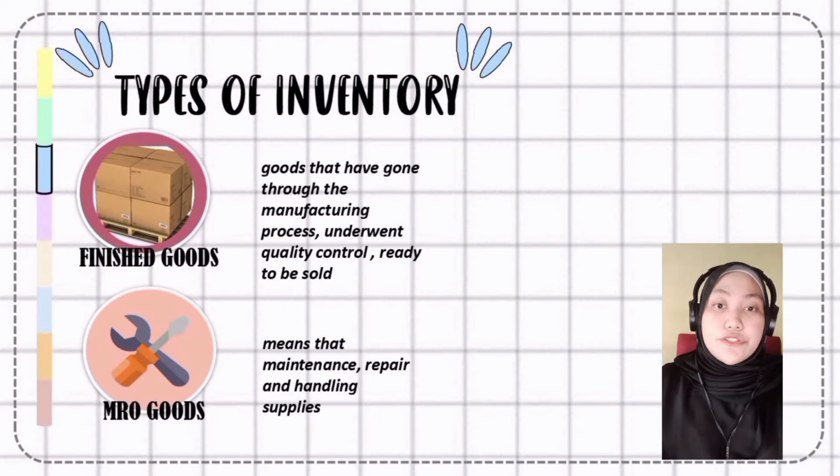The third inventory is finished goods. Finished goods are goods that have gone through the manufacturing process and underwent every quality control and are ready to be sold to the customer.